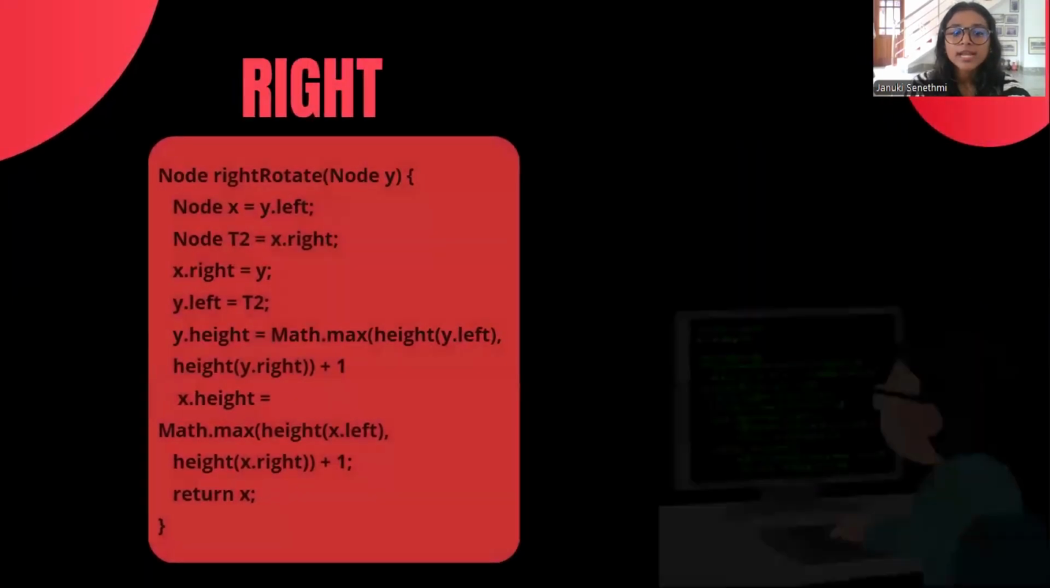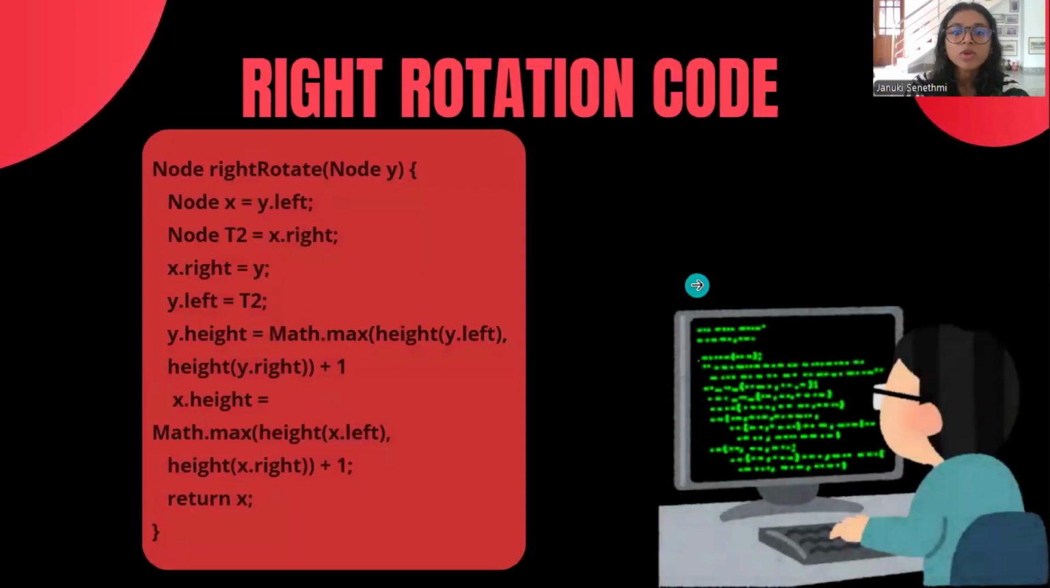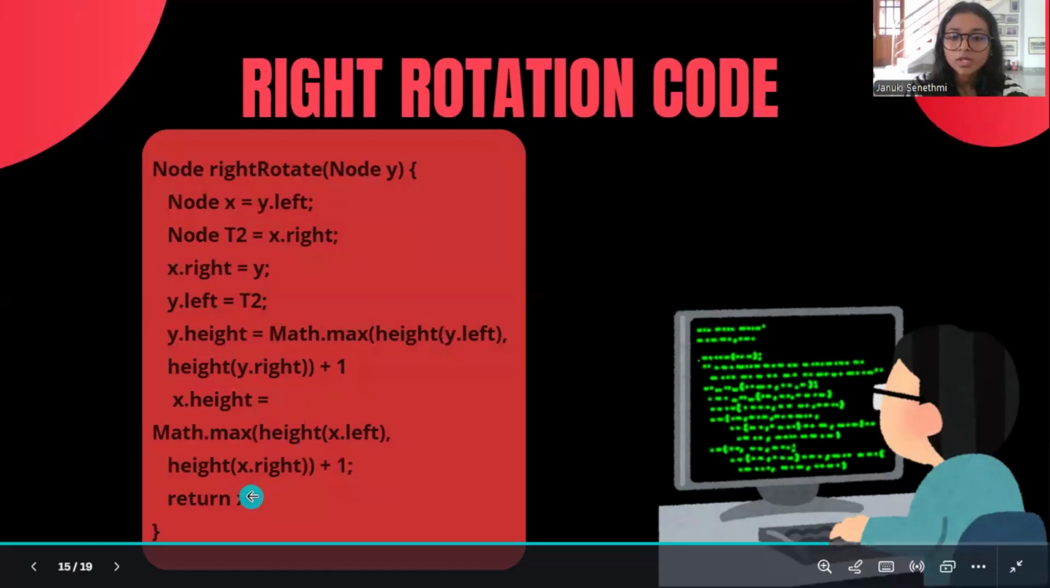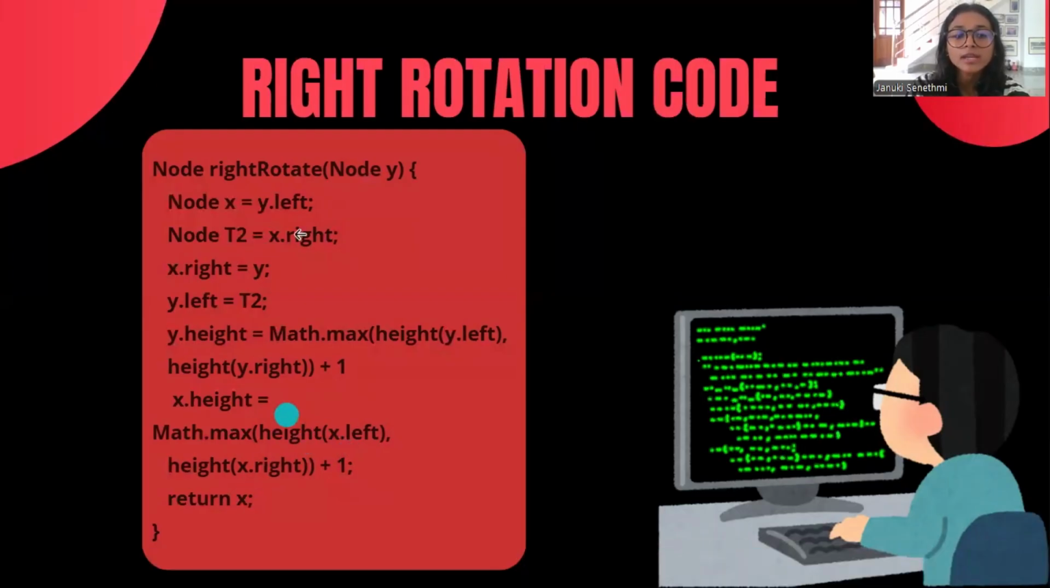Now, let's look at a simple Java implementation of the right rotation. Here, Y is the unbalanced node. X is the left child. T2 temporarily stores a subtree. First, the rotation is performed by changing the pointers. Then, heights are updated. Finally, the new root node is returned. Updating height is very important because AVL trees depend on height calculations.